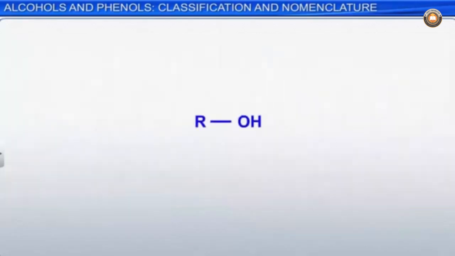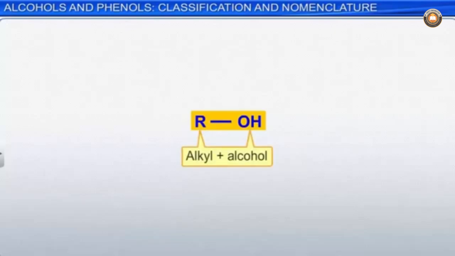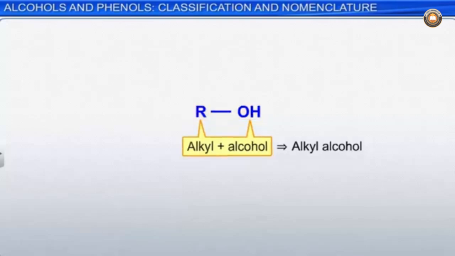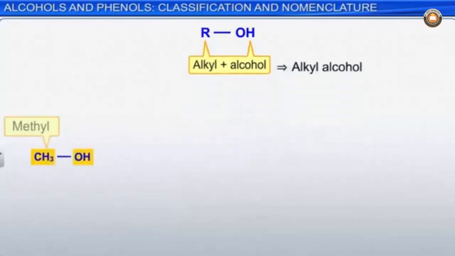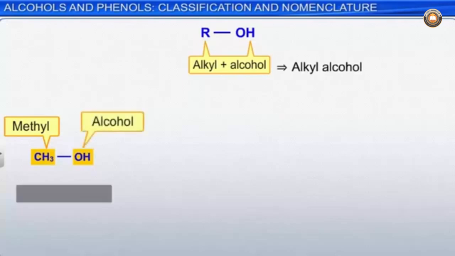Now that we understand the classification of alcohols, let's turn to their nomenclature. The common names of alcohols are derived from the name of the alkyl group with a -yl ending, plus the word alcohol. For example, the alcohol with the formula CH3OH, shown on the left, is commonly called methyl alcohol. It contains only one carbon, which corresponds to a methyl group.